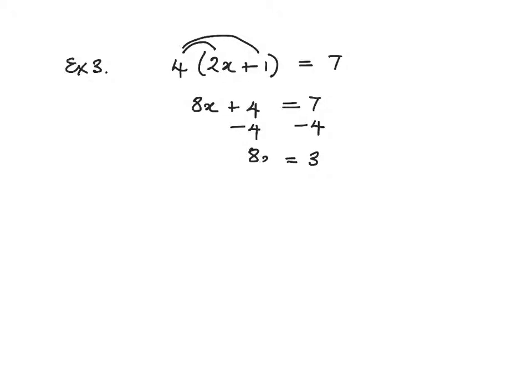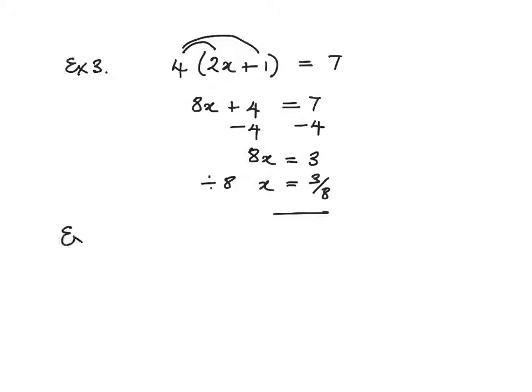8x equals 3. Now, what do we do here? Well, we're going to divide by 8. x equals 3 over 8. Don't feel the need to pick up your calculator and get a decimal approximation. 3 over 8 is a perfectly acceptable answer.